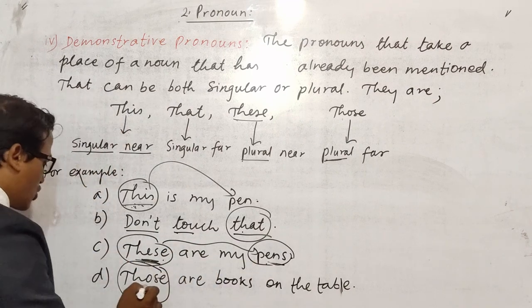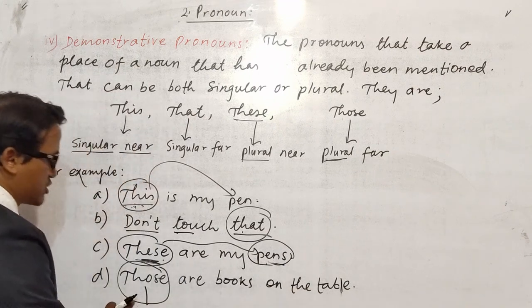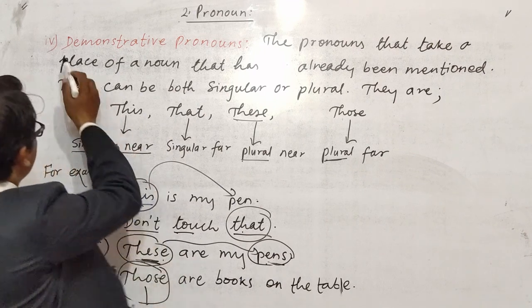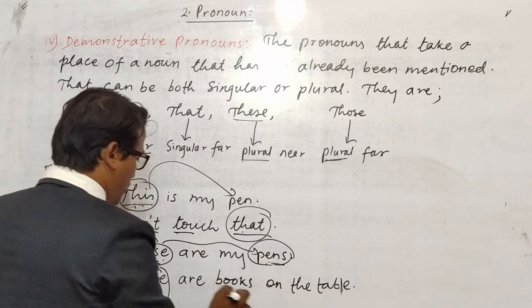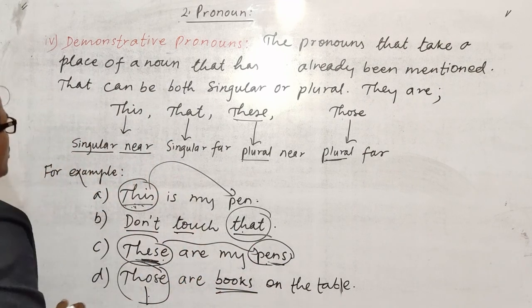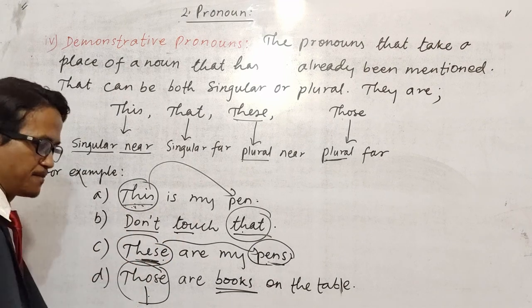Similarly, those are books on the table. Those functions as a pronoun, the demonstrative pronoun, and shows the plural. Here it is the books, now in place of a noun. So we discussed this demonstrative pronoun. Now I am going to the next.